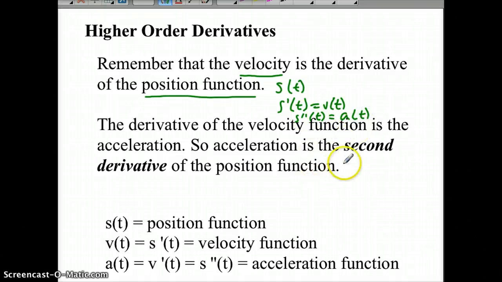The acceleration is how fast something's speeding up. So that's your second derivative of the position function, and it's the first derivative of your velocity function. So s of t is the position function, v of t is the derivative of that position function. Acceleration is the derivative of velocity, or the second derivative of position. And if you're really curious, the third derivative of the position function is jerk. And if anyone's in physics, we can talk about jerk, but maybe you can figure out what that means intuitively.